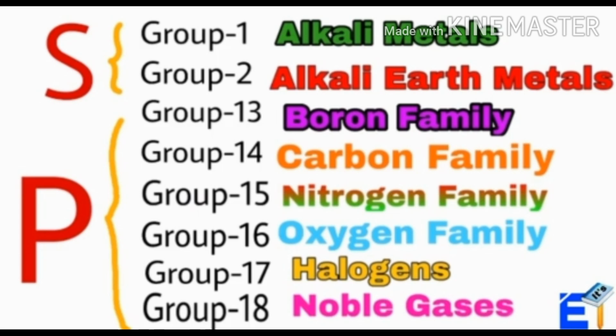13th group is called boron family. 14th group is called carbon family. 15th group is called nitrogen family. 16th group is called oxygen or chalcogen family. 17th group is called halogen family. 18th group is called 0th group or noble gas family.